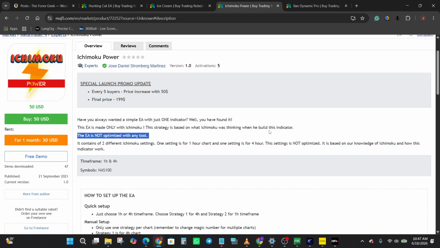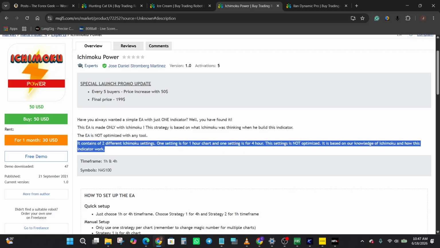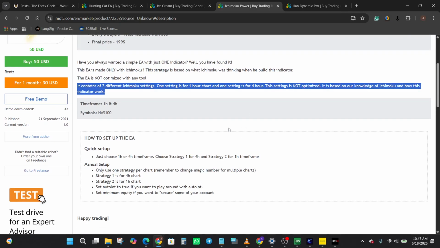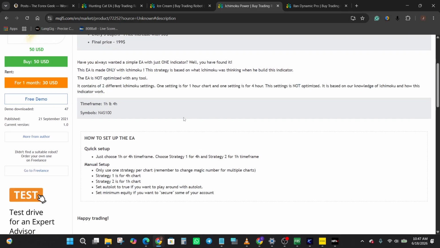One detail I find interesting is that the EA includes two separate Ichimoku configurations. Rather than using a single setup for every situation, the developer has created one configuration for the 4-hour time frame and another for the 1-hour time frame. The description also makes it clear that these settings are based on the developer's understanding of how Ichimoku works rather than optimization results. So in terms of supported markets, the recommended symbol listed here is NAS 100.